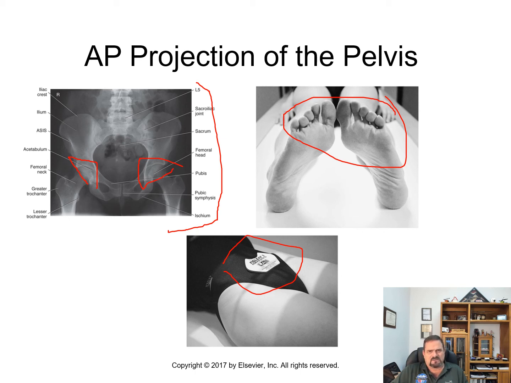But you've got a good sacroiliac joint, the sacrum, femoral head, the pubic symphysis, and the ischiums. Very, very clear. You can see the lesser trochanter and the greater trochanter in the right femur. You can see the femoral neck very clear as well, and of course the acetabulums being open very, very well. And then the ilium and the iliac crest as well.